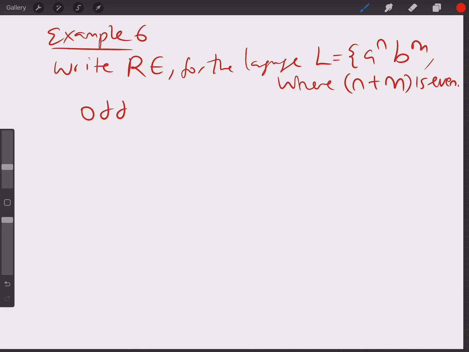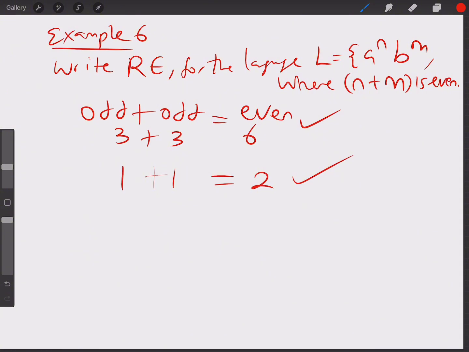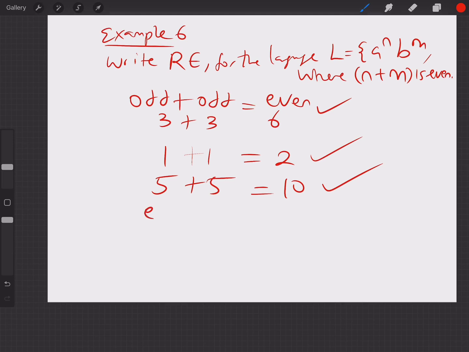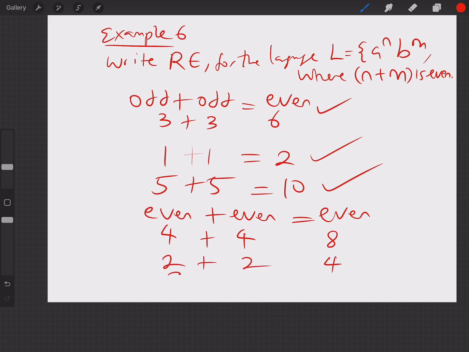What happens when you add an odd number plus an odd number? Say 3 plus 3, we have 6, which is an even number, right? Let's say we have 1 plus 1, that's 2. 2 is an even number. 5 plus 5, we have 10, which is an even number. What if we had even numbers plus even numbers? Do we have odd numbers? No. Let's say we have 4 plus 4, that gives us 8, which is an even number. 2 plus 2 is 4. Then 6 plus 6, that's 12. That's also an even number.